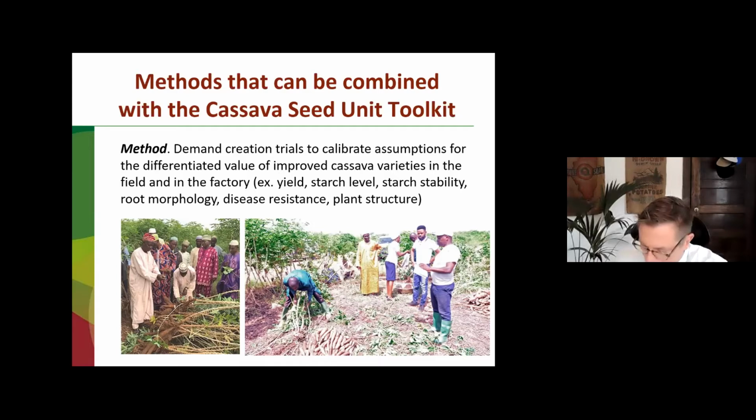So if improved varieties are unable to consistently demonstrate higher yields, starch content, and starch stability over the prevailing varieties, then the overall processor-led model offers limited value in the near term. And that's why the demand creation trial helps processors to come up with those very key assumptions that they can leverage as they utilize the Cassava Seed Unit toolkit to figure out the business case for setting up the Cassava Seed Unit.